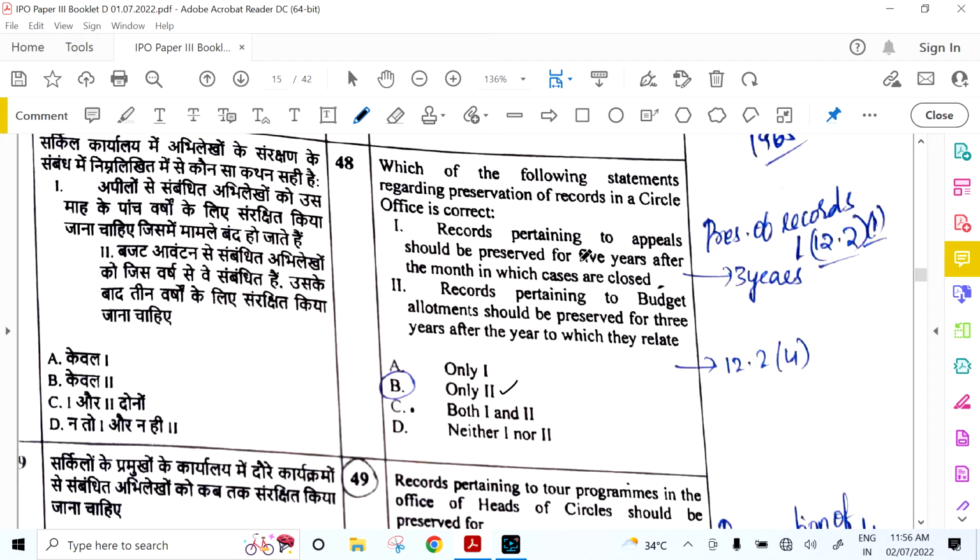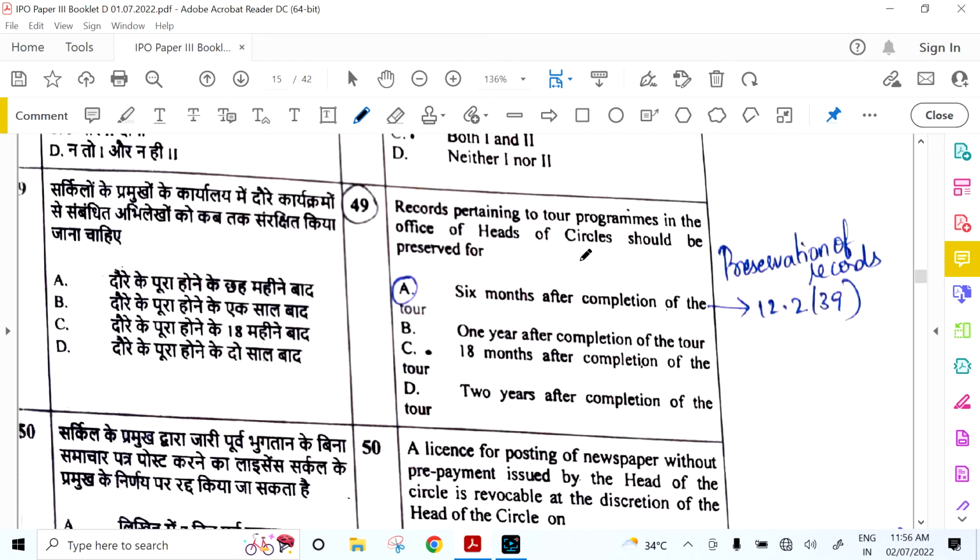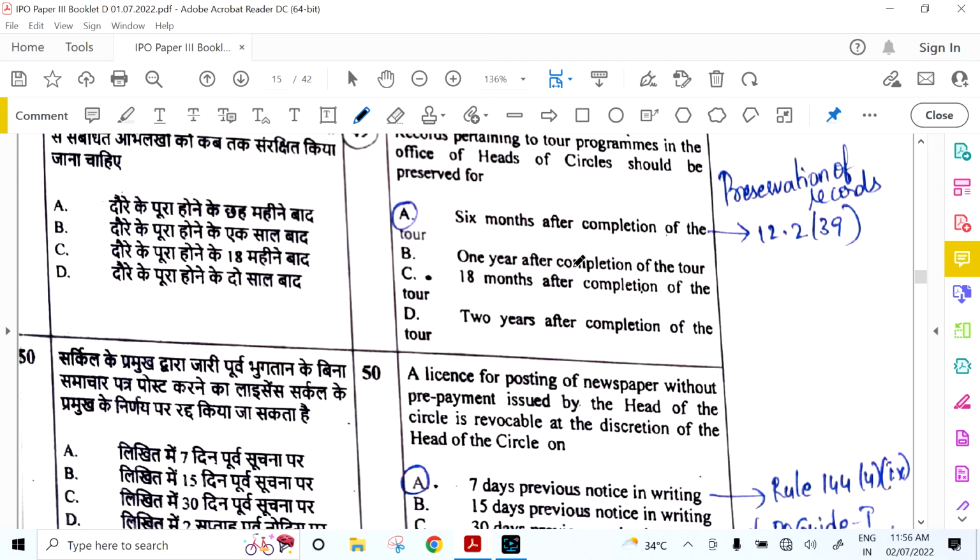As per preservation of records, you will find at 12.2. Records pertaining to tour programs in the office of head of the circle should be preserved for 6 months after completion of the tour. Preservation of records 12.2 within brackets 39, you will find there.